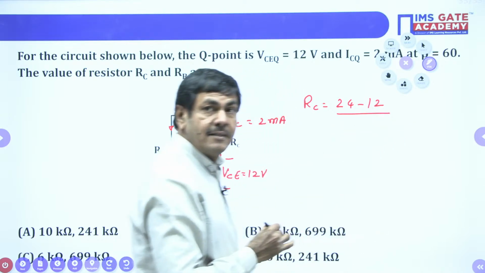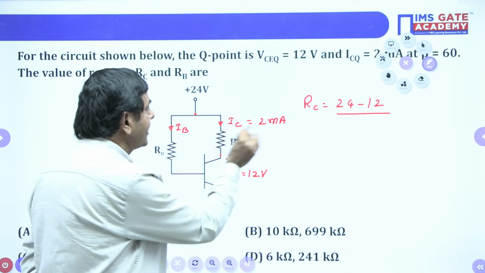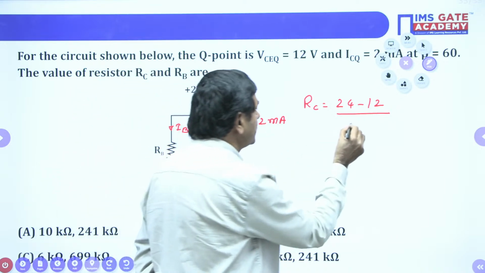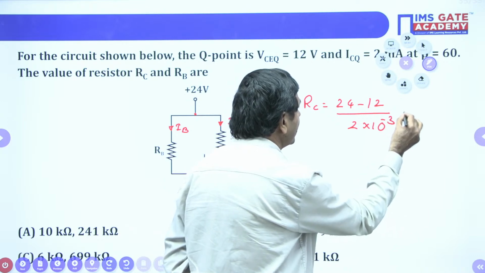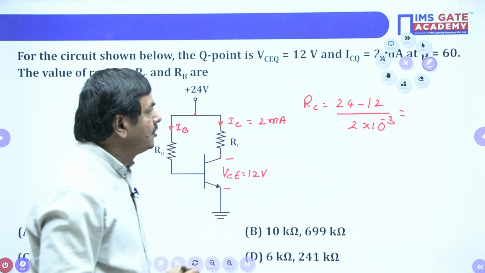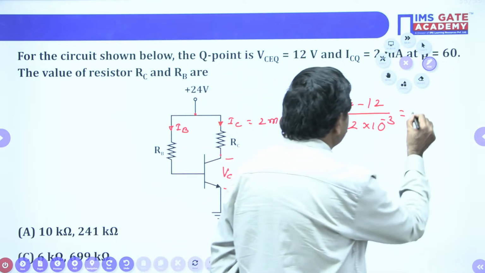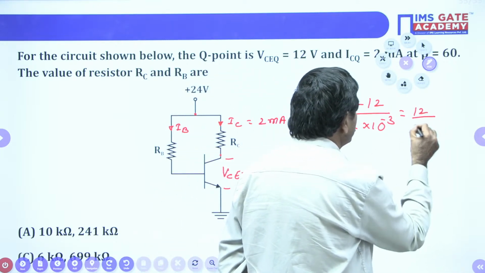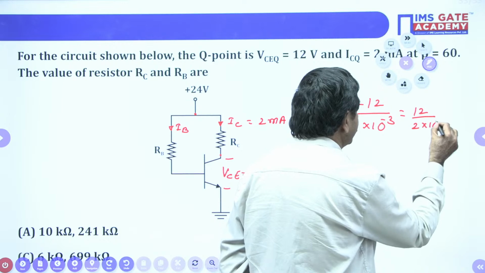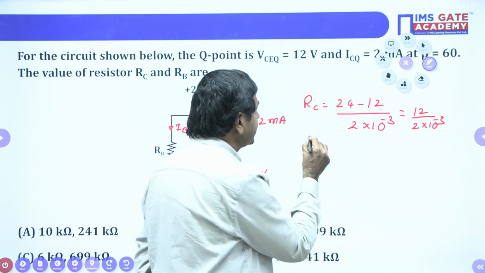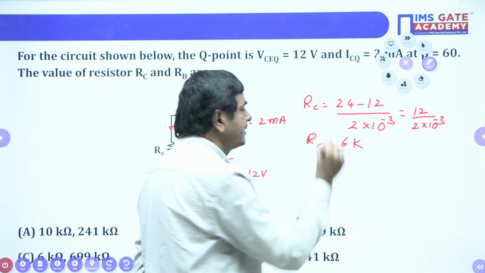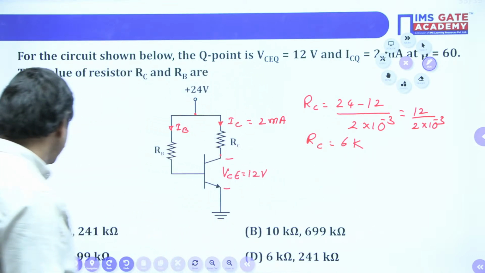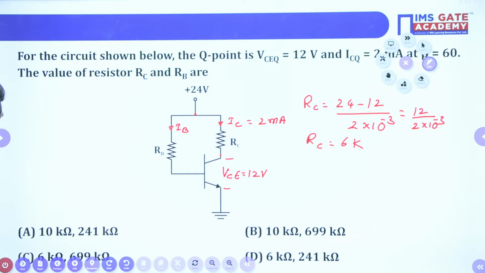Divide by current IC, 2 milliamperes, 2 into 10 power minus 3. Now we can find RC from the given problem. You will get 24 minus 12, that is 12, divided by 2 into 10 power minus 3. On simplification, the RC value is 6K. Yes, RC is 6 kilo ohms.